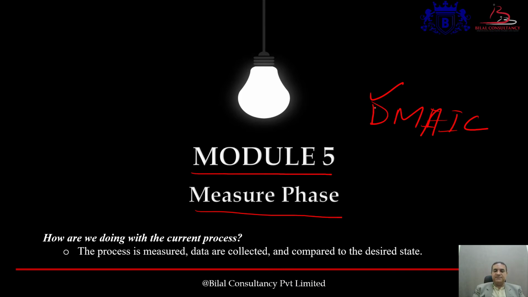terms of customer satisfaction or in terms of financial perspective, and how long it would take to complete this particular project. Whereas in the measure phase, we are mainly concerned with how we are doing currently, which means we are trying to measure the process performance at the current level. So that means we mainly talk about how we can collect the data, and how we can compare the current performance with the desired state level.